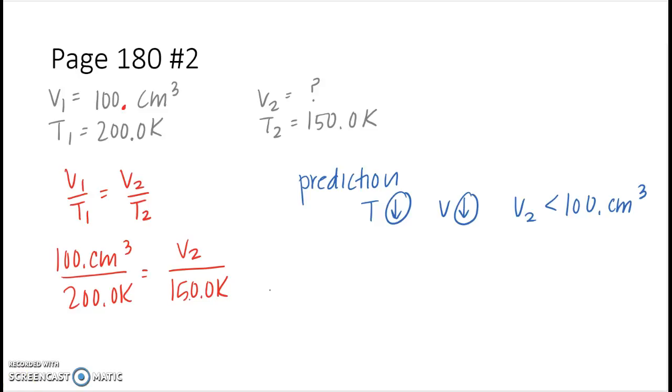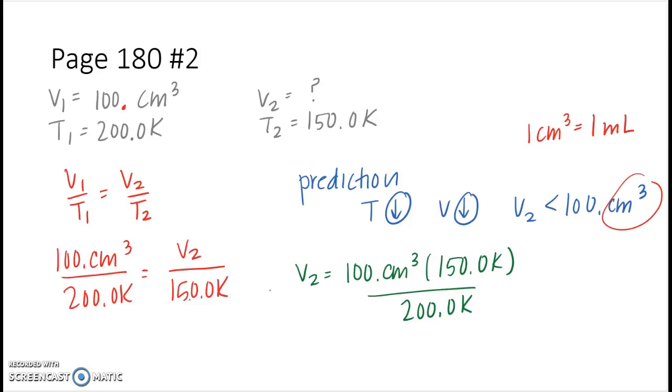Now this centimeters cubed is a weird unit. I don't know that you've actually seen that one before, but 1 centimeter cubed is the same thing as a milliliter. So when you're solving for this, let me make sure that you know how to plug this into your calculator. You would need to rearrange these fractions. So what you should be plugging into your calculator is 100 times 150.0 divided by 200, and then you need 3 sig figs. V2 is 75.0 centimeters cubed.